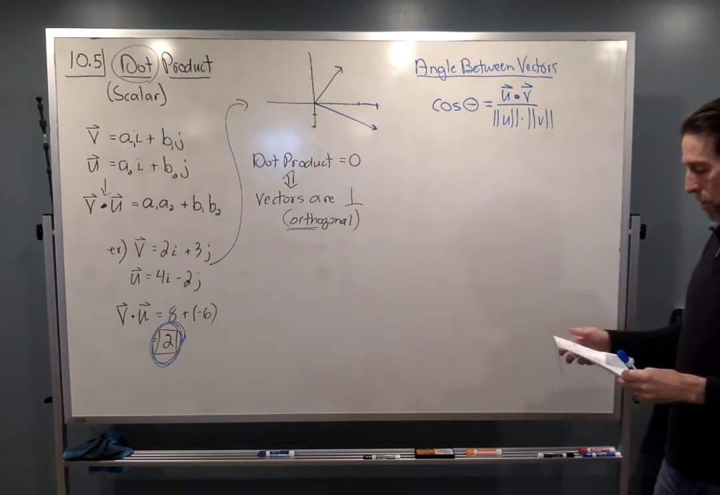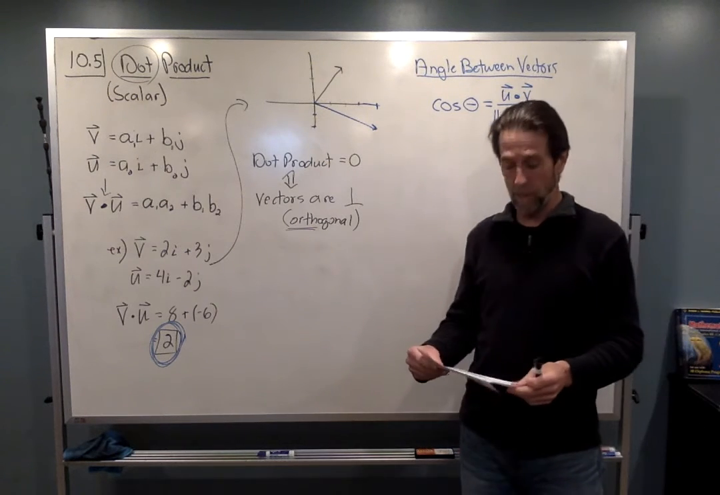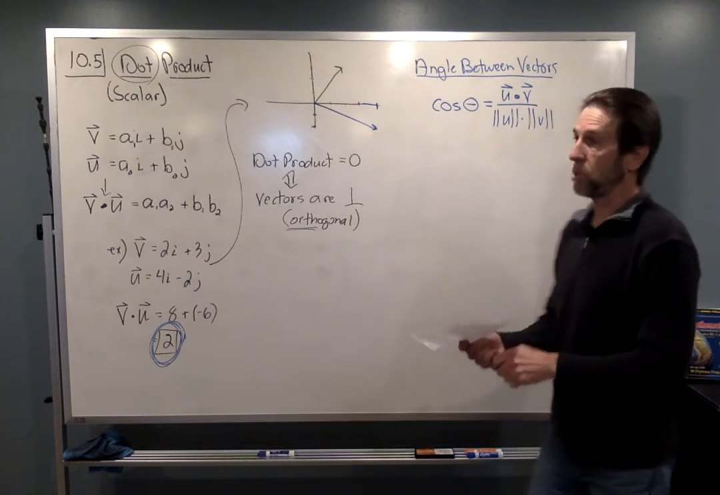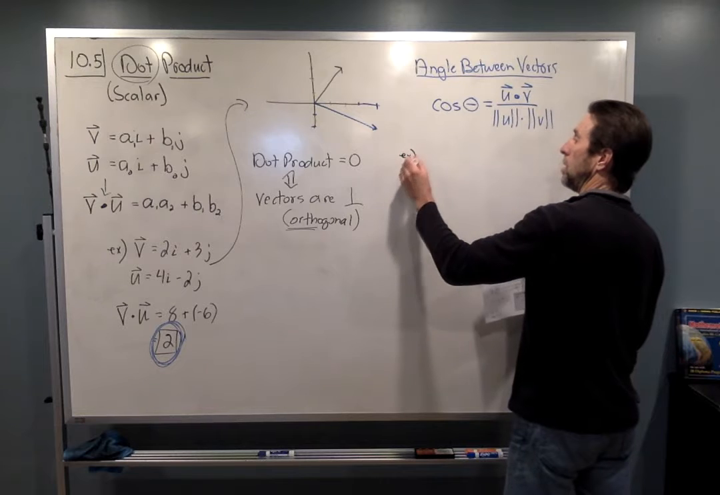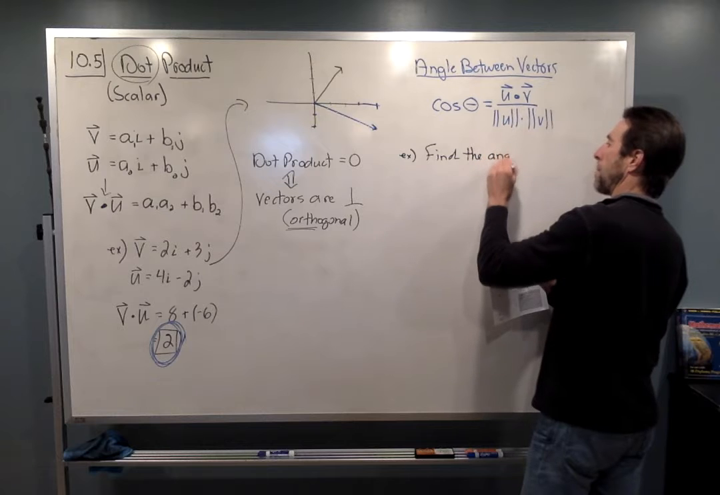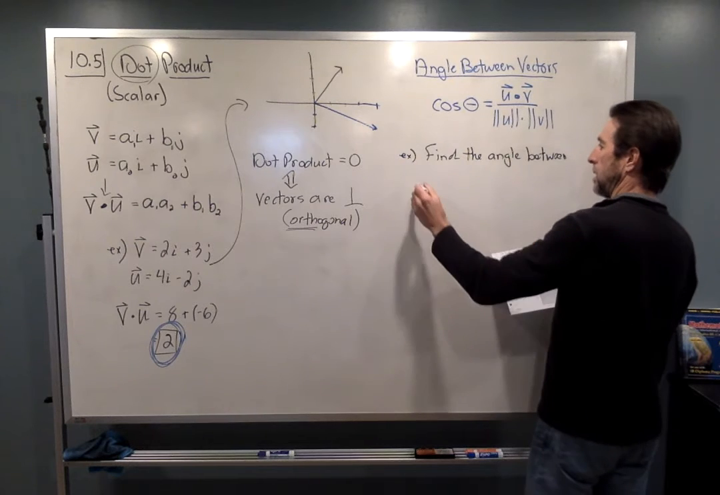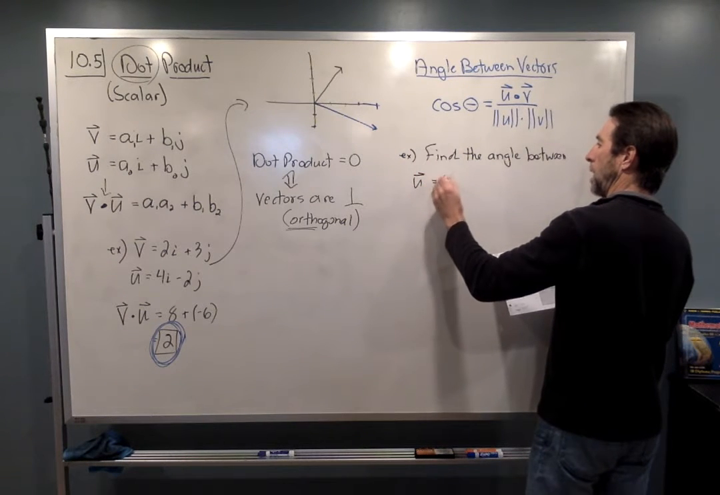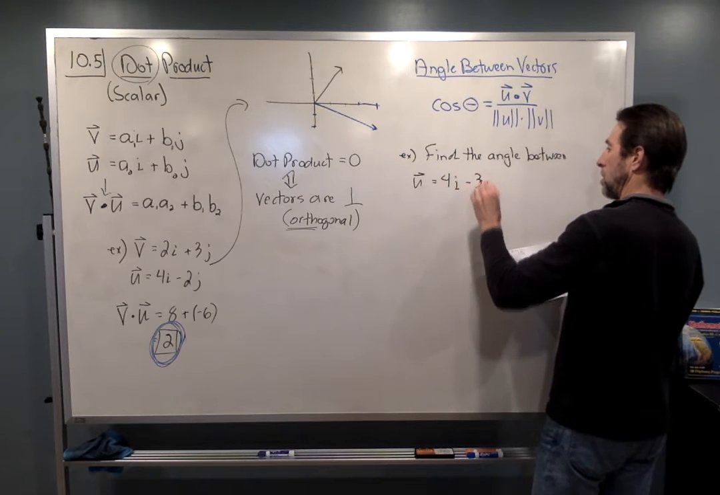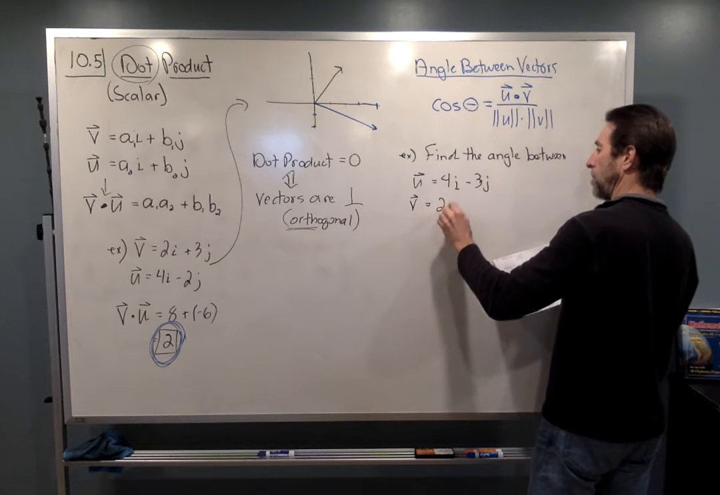Now, the derivation for this is basically going to be a cosine rule. And we could get to the derivation, but I'd really rather not spend time with it at this point. So let's look at another example. Let's find the angle between, let's say U is 4i minus 3j, and V is going to be 2i plus 5j.